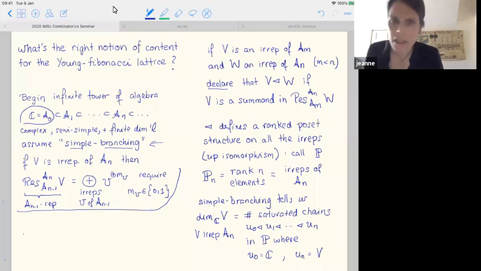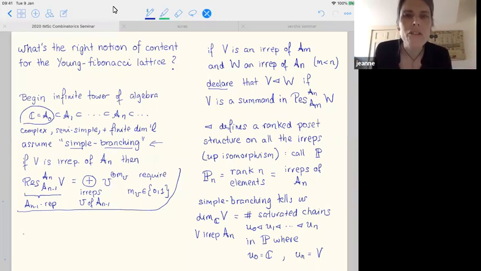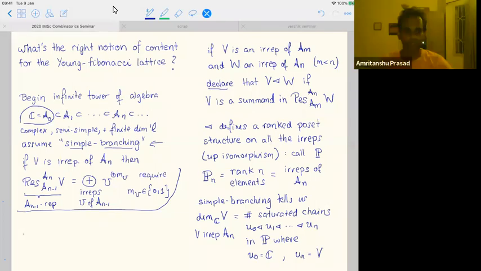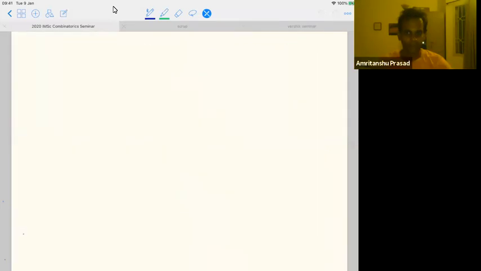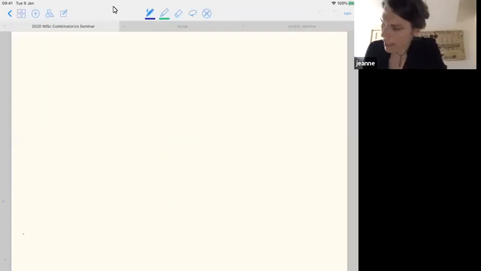If we take, maybe go to the next page. Can I move my page? Sure, go ahead. Okay. I'll move my page. Just tell me if you want to go back.